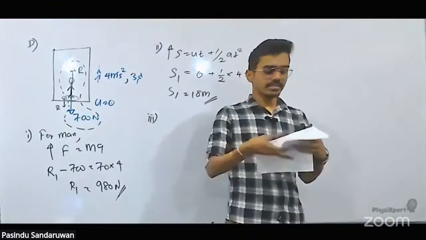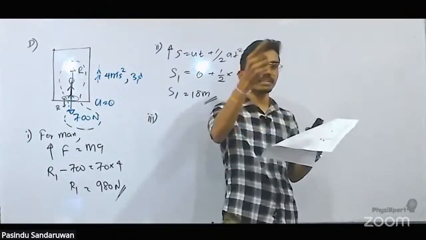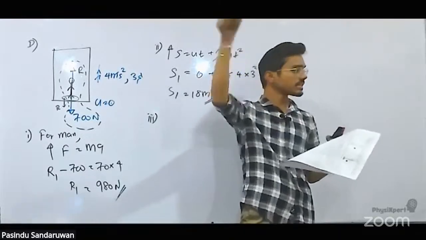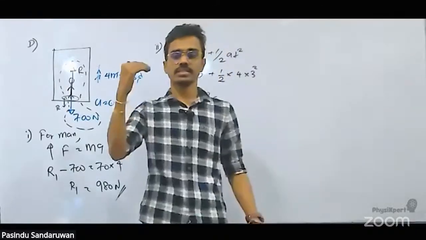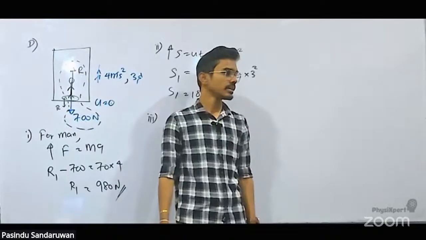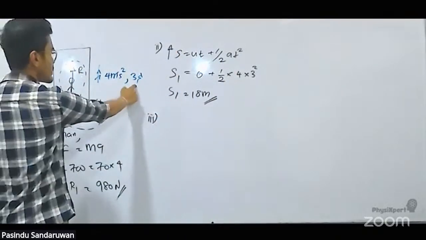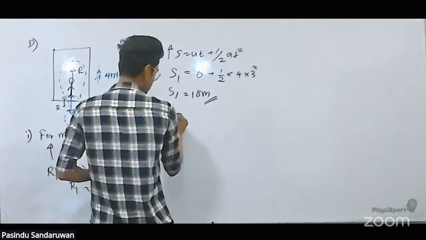So it says it accelerates uniformly for 3 seconds and then it decelerates. So then maximum velocity is at the end point of acceleration, because just after that point it starts to decelerate. Again, after 3 seconds. If you need maximum velocity, apply v equals u plus at upwards.